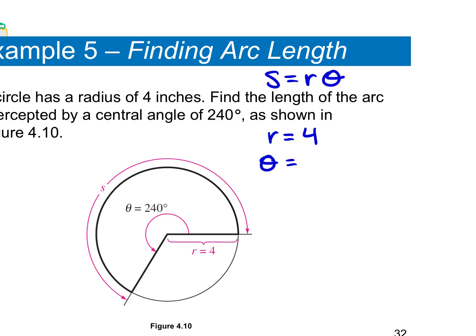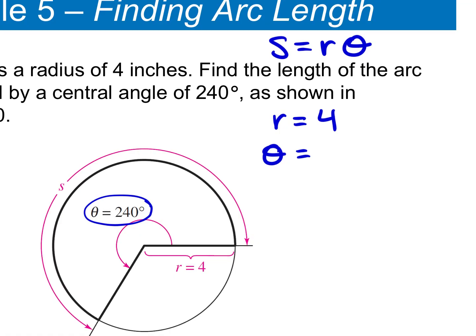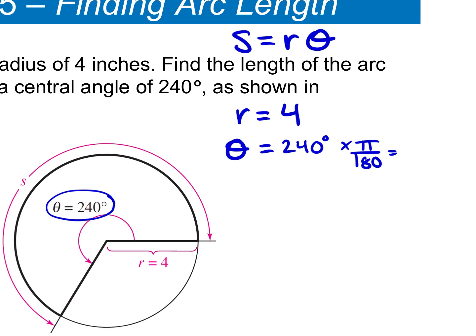Now here it tells us that our theta is 240, but what does theta have to be in? Radians. So it tries to trick you because it tries to think that you're going to just plug in 240, but we know that it has to be in radians. How do I change 240 degrees to radians? Multiply it by pi over 180. Perfect. So we have to convert it to radians first before we can plug it into our arc length formula.